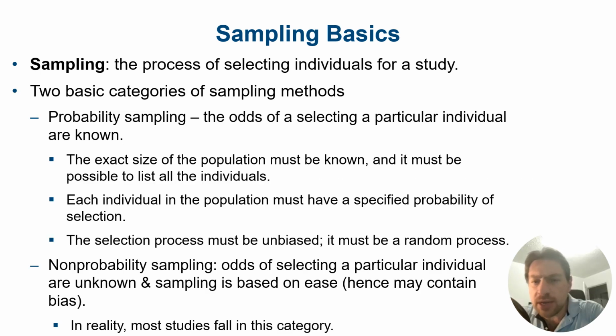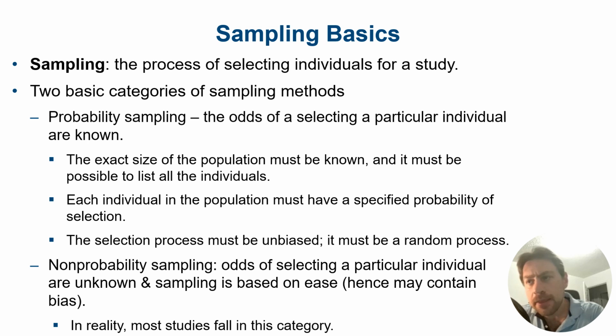All right, so we're going to talk about sampling basics. And this will introduce some of the topics that we'll cover in the next two sections. Sampling is the process of selecting individuals for your study from a population. And sampling falls into two categories. There is probability sampling and non-probability sampling. Probability sampling is when the odds of selecting a particular individual are known. And in order for this to happen, you have to know the exact size of the population, and you have to be able to list all the individuals in that population.